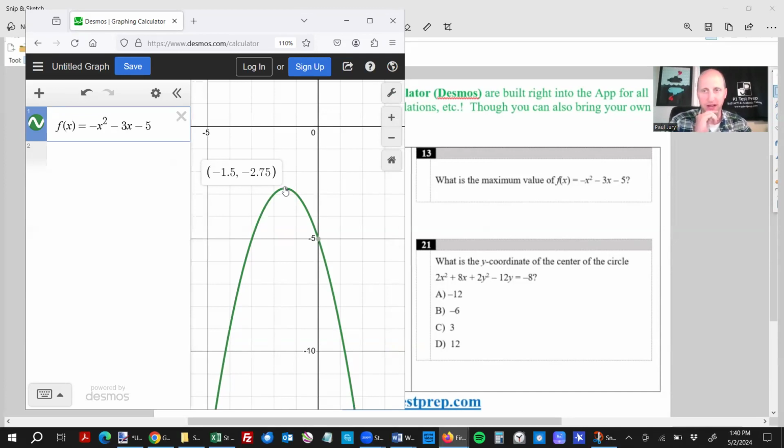Sometimes they like to trick you by asking, what is the x value where the parabola is at maximum, in which case the answer would be negative 1.5. But here they're just asking for the maximum value, so that is going to be negative 2.75.